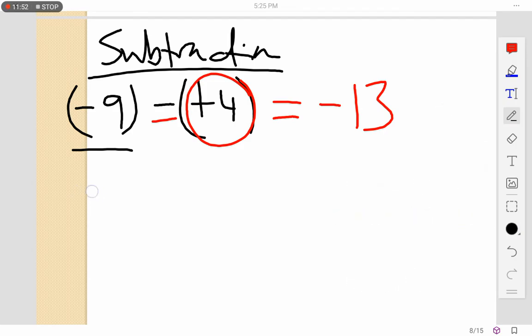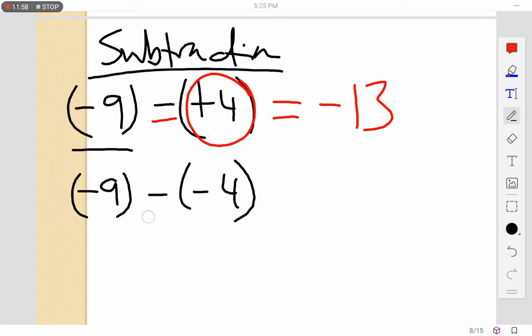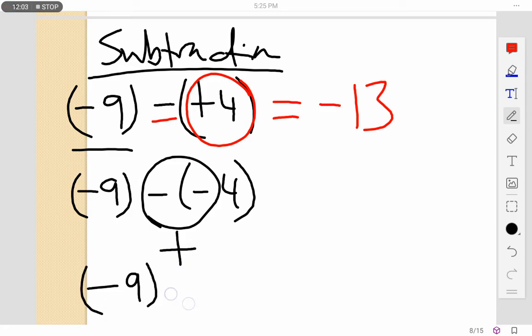Let's have another one, minus 9 minus 4. This time around, when we have minus and minus, they become a plus. So I'll have minus 9 plus 4. And when we do that, it means from minus 9, we are going in the positive direction. We add 4, then we get minus 5. Okay, let's have other examples.